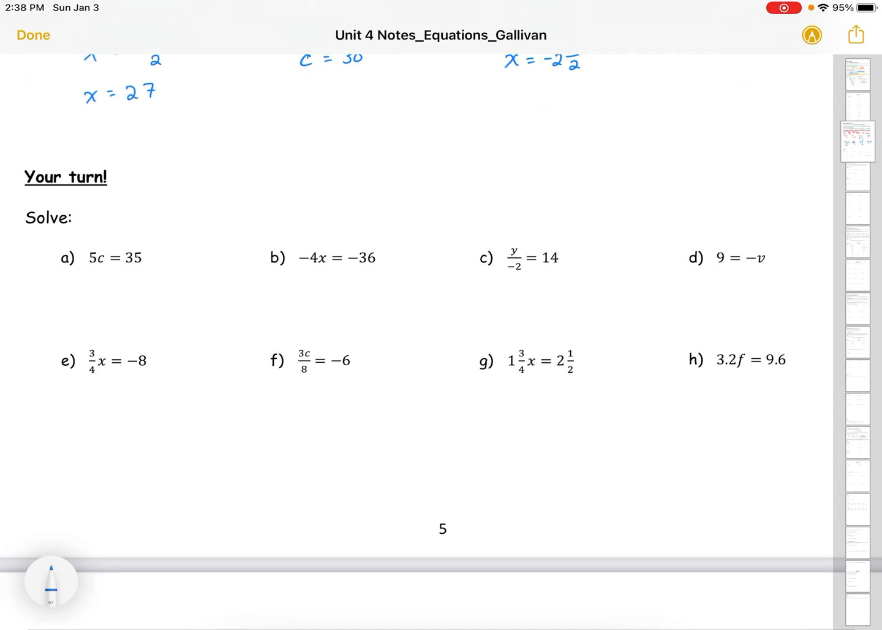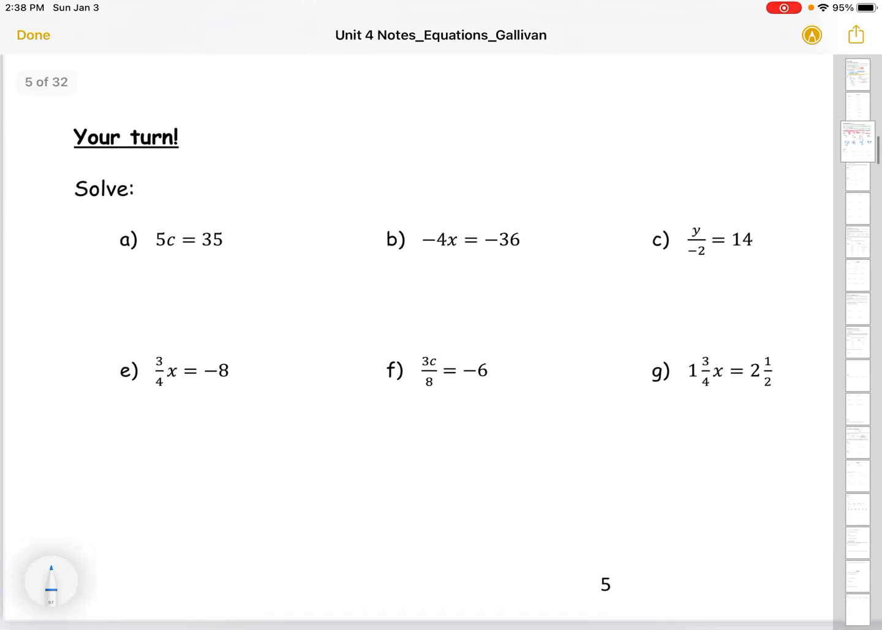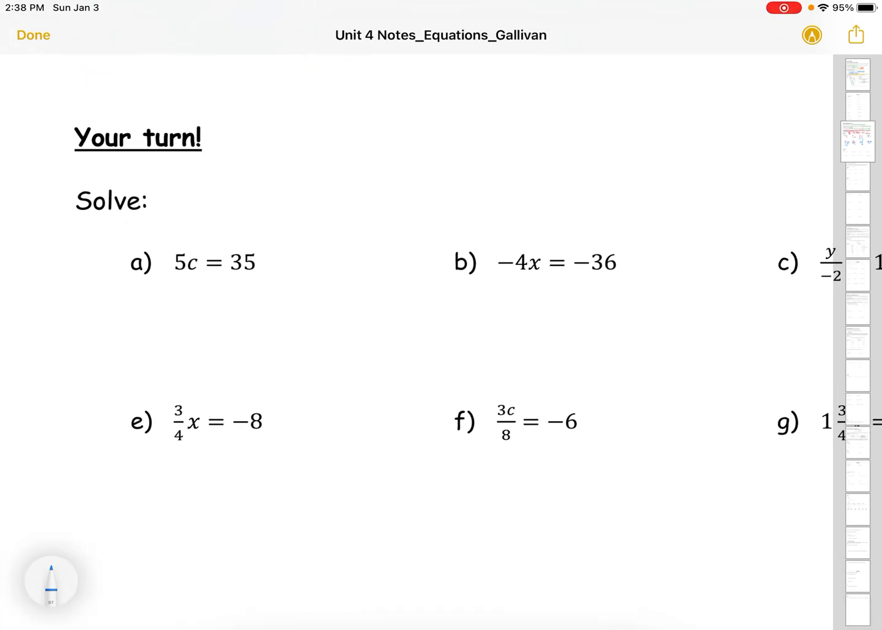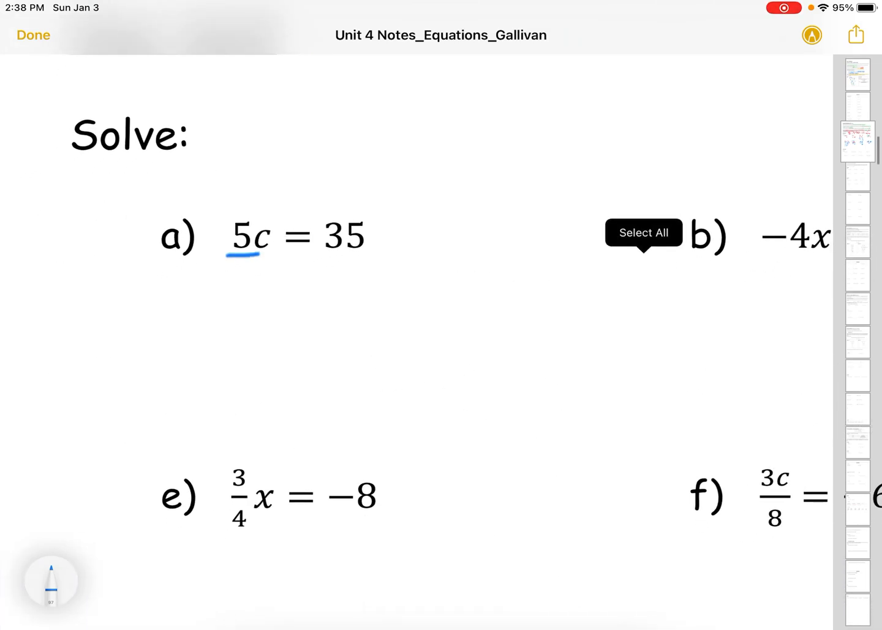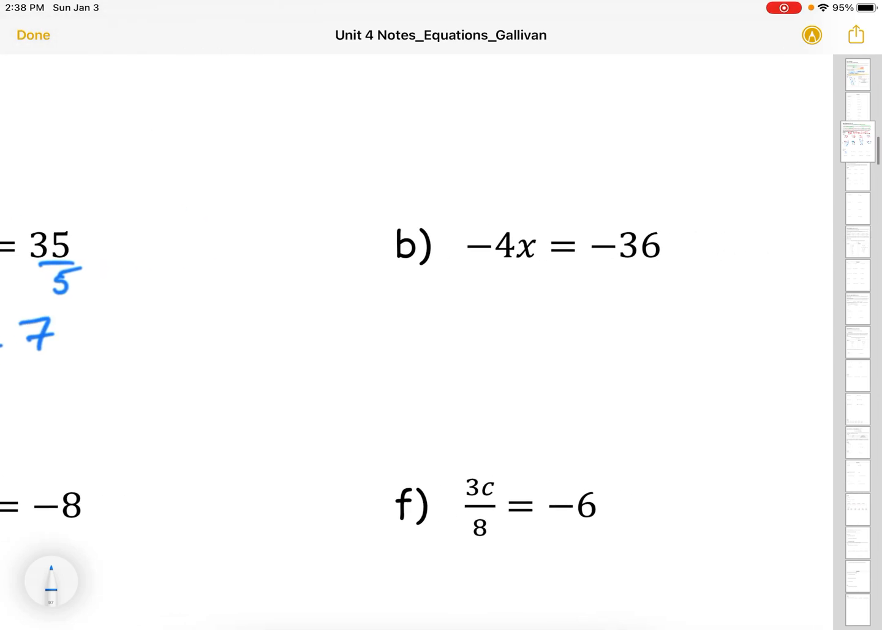Okay, so here's a chance for you to try some and then come back and check and see if you got them right. So you might want to pause on the video and then press play when you're ready to check your work. Okay, so here, 5c is equal to 35. We're going to divide both sides by 5. Hopefully you did that. So c will equal 7.